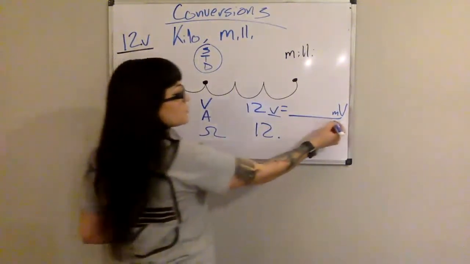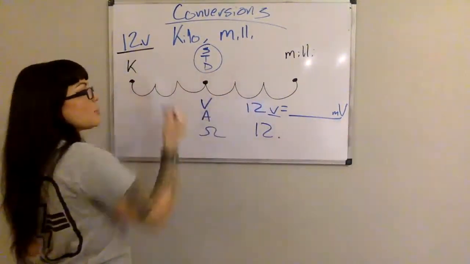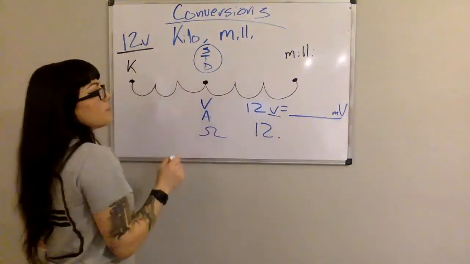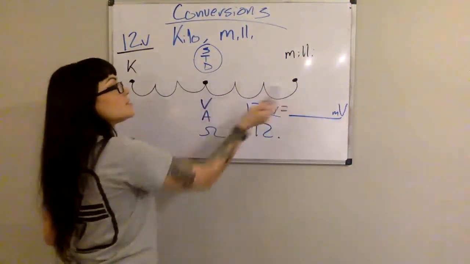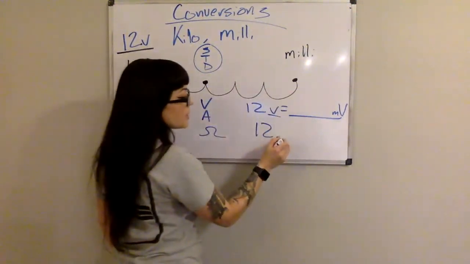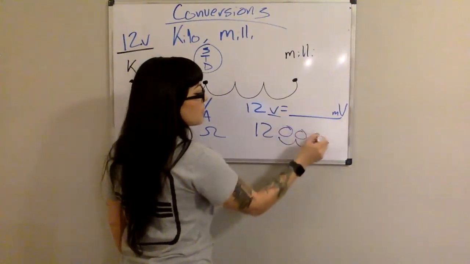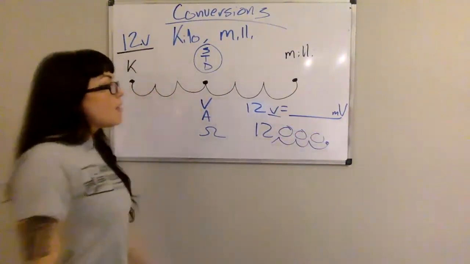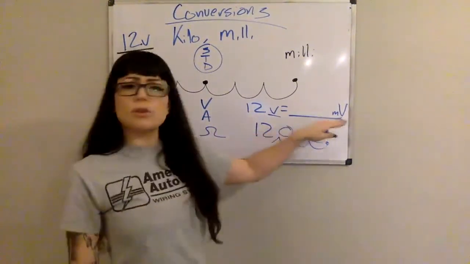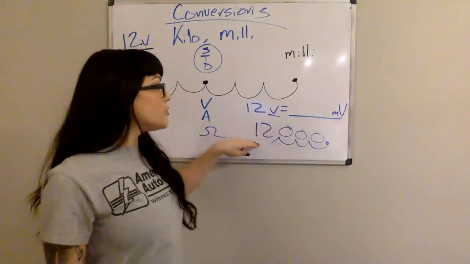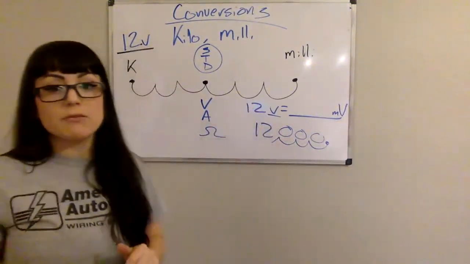Now, if I want to go to millivolts, then I need to figure out where I'm going to move my decimal point. And on my chart, if I've got my handy dandy STD chart, then I know that milli is to the right. So I'm going to take my decimal point and move it 1, 2, 3 to the right, and put in my placeholders here. And now that number goes from a very small number to a very large number because it's a very small unit of measurement. 12 volts is going to equal 12,000 millivolts.